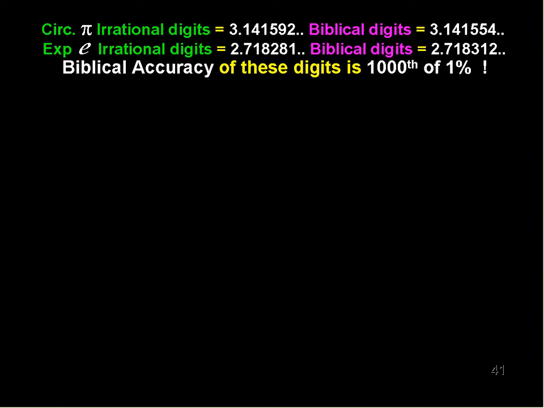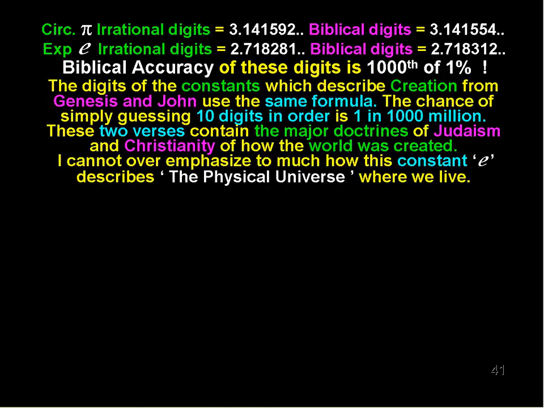The circular constant, pi, irrational digits, equals 3.141592. Biblical digits equals 3.141554. Exponential constant, e, irrational digits, equals 2.718281. Biblical digits equals 2.718312. The biblical accuracy of these digits is 1,000th of 1%. The digits of the constants, which describe creation from Genesis and John, use the same formula. The chance of simply guessing 10 digits in order is 1 in 1,000 million.